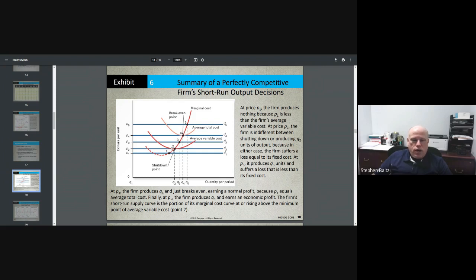Okay, so make sure you study this Exhibit 6, because it takes a lot of the basic concepts of the decisions that a perfectly competitive market structure faces, and puts it in one graph here. So you have the break-even point all the way down to the shutdown point. Okay, so study that.